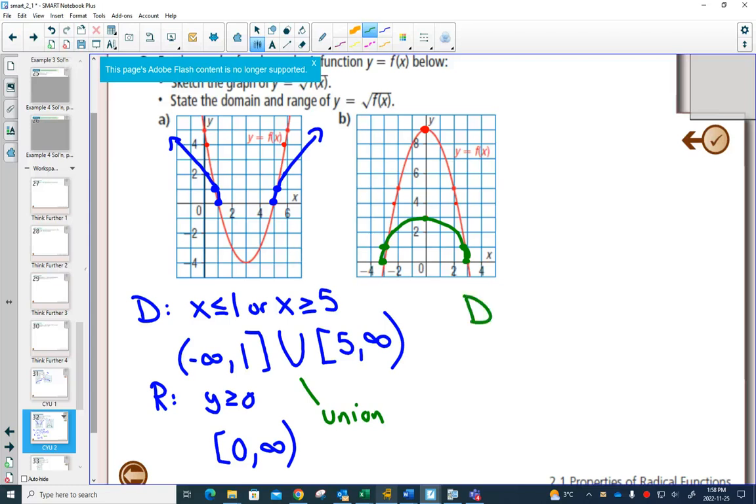Okay, for the green one, the domain. Now the x values are between -3 and 3. But you could write it in either set notation or interval notation. And then the range, the y values go from 0 up to 3.